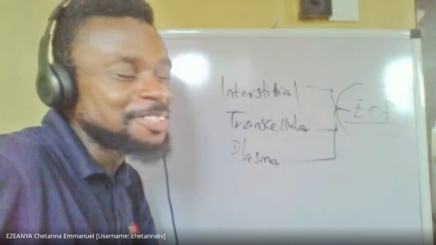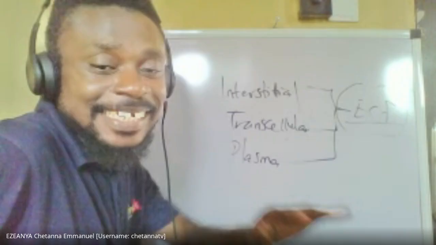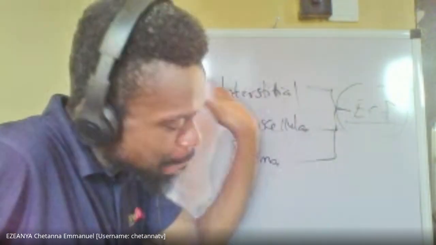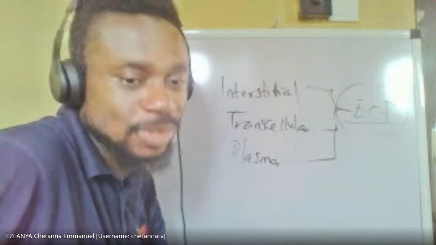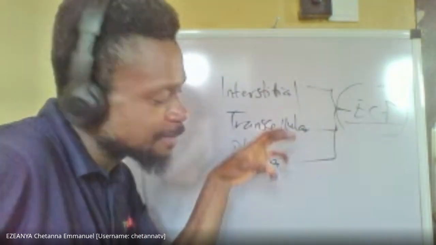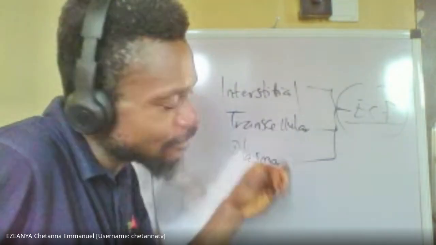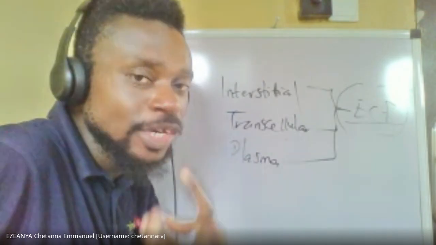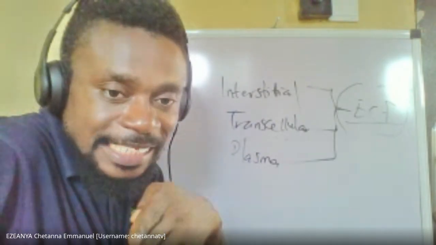Okay. So as I said, interstitial fluid surrounds and bathes the cells in tissues. So it fills the spaces between cells. In fact, it's through interstitial fluid that the nutrients from the food you eat enter the cells.